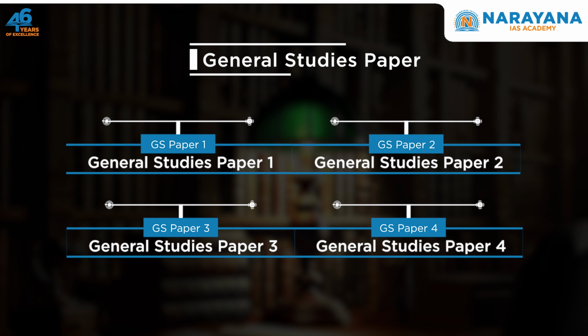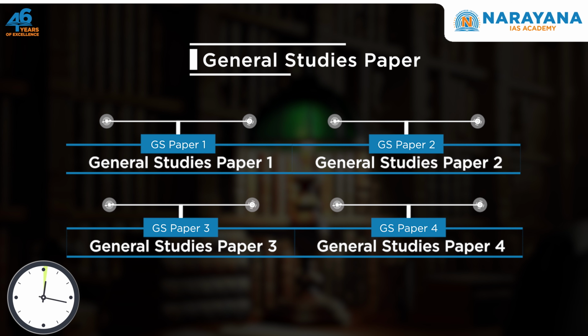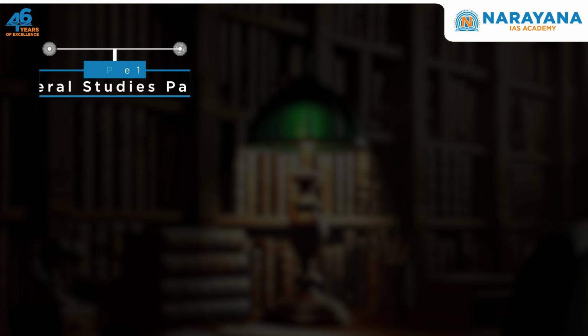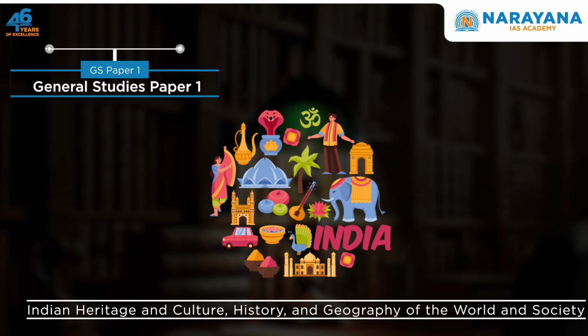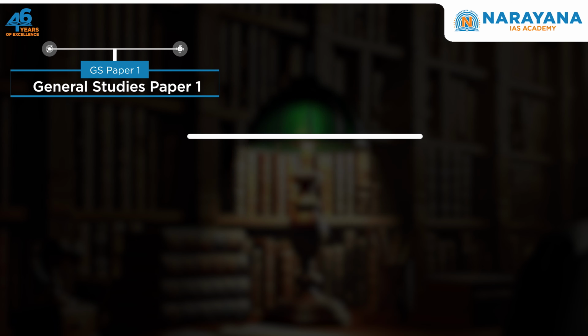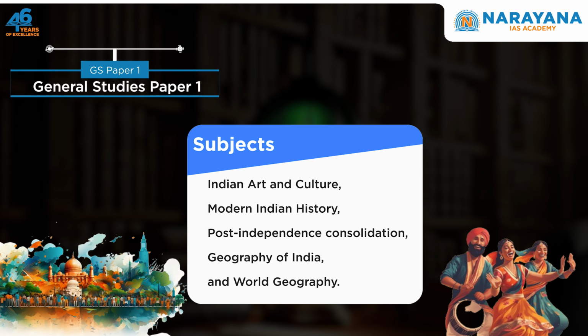The general studies papers are divided into 4 parts. First, General Studies Paper 1; second, General Studies Paper 2; third, General Studies Paper 3; and fourth, General Studies Paper 4. Each of these papers has a 3-hour duration and carries 250 marks. General Studies Paper 1 focuses on Indian heritage and culture, history and geography of the world, and society. The subjects include Indian art and culture, modern Indian history, post-independence consolidation, geography of India and world geography.